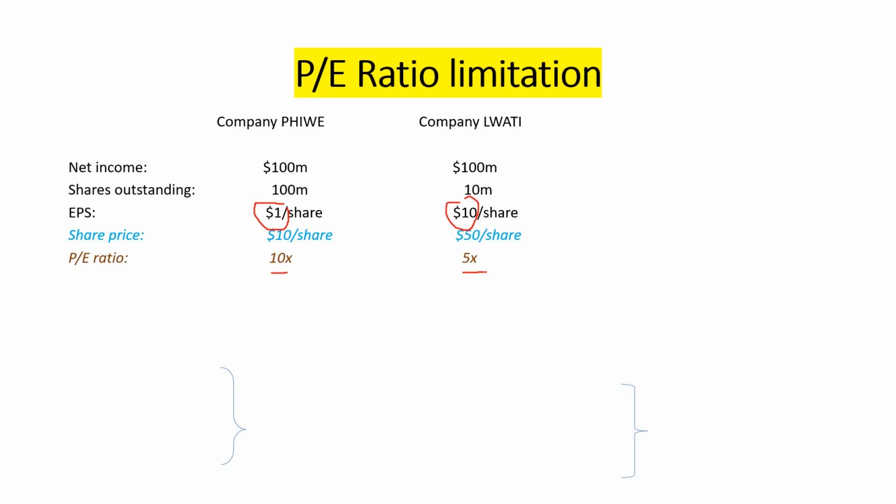So this gives us a very good lesson in that you cannot tell whether a stock is cheap or expensive merely by looking at the share price. If you were just looking at the share price only, you would be deceived. You would think that company Piwe is less expensive. But the PE ratio says otherwise. It is company Lwati that is cheaper because it takes you fewer years to get your money back. So I hope you guys get that.